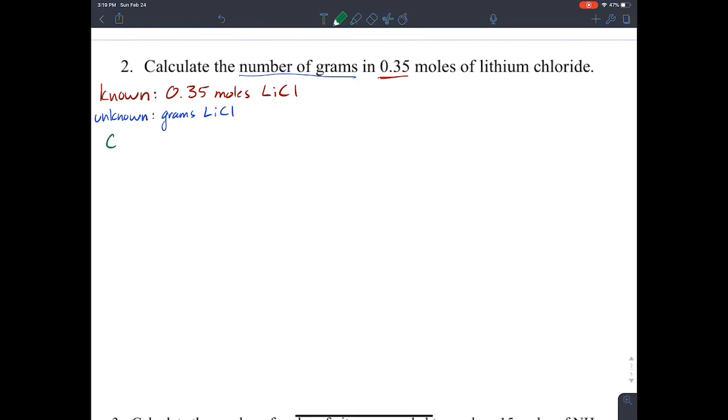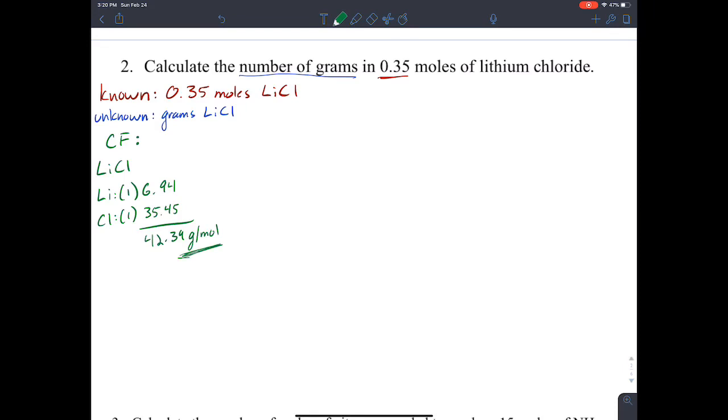Now our conversion factor is going to be how we relate moles to grams of lithium chloride. So that's going to take a quick breakdown here. Lithium chloride, I have Li once, 6.94 is the molar mass. Chlorine once is 35.45. I add these up, and I'm going to get 42.39 grams per mole. So this is my molar mass of lithium chloride, which comes in grams per mole.